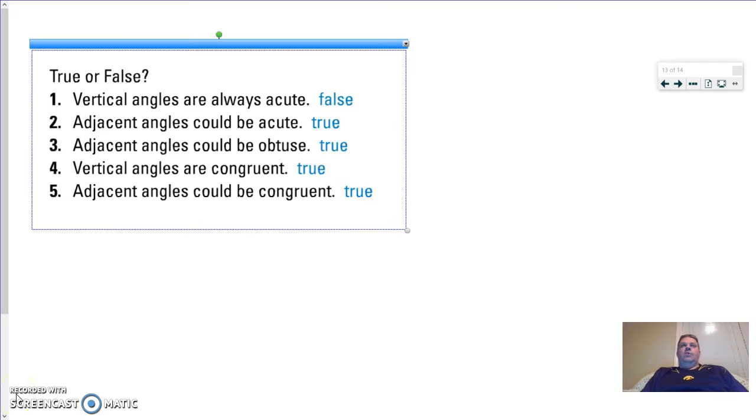Vertical angles are always acute. That is false. We could have a 120-degree angle on each side. Adjacent angles could be acute. Yes, they can. We can have two angles next to each other that are like 45 degrees and 30 degrees. Adjacent angles could also be obtuse. Correct. We could have a 120 and 135. Number 4, vertical angles are congruent. That is always true. We know that the opposites are always congruent. And our final question, adjacent angles could be congruent. That is true also. We could have a 90-degree angle and split it in half and have 45 and 45.